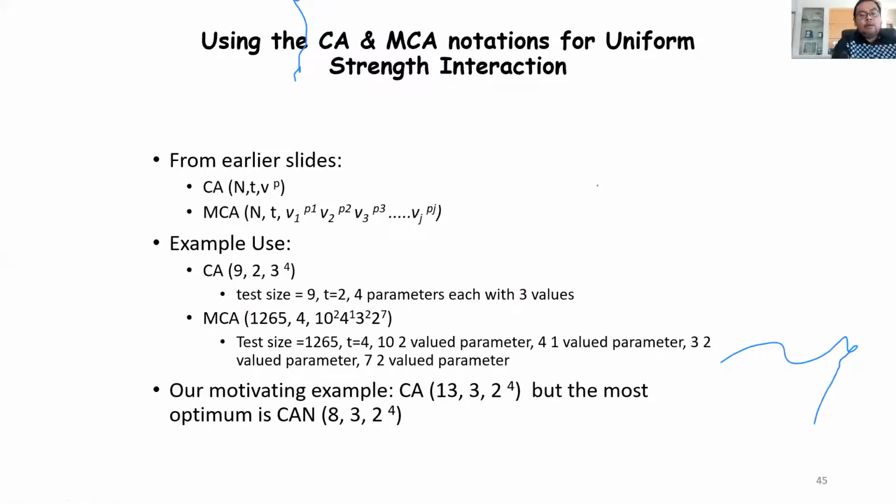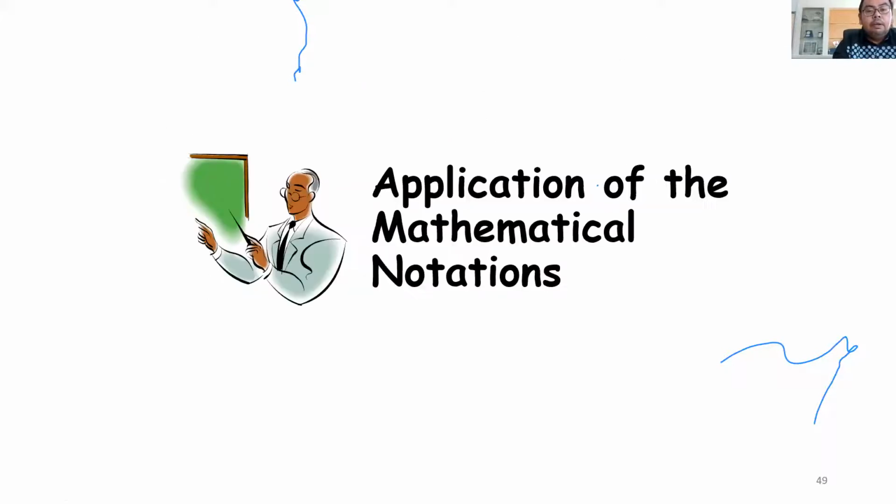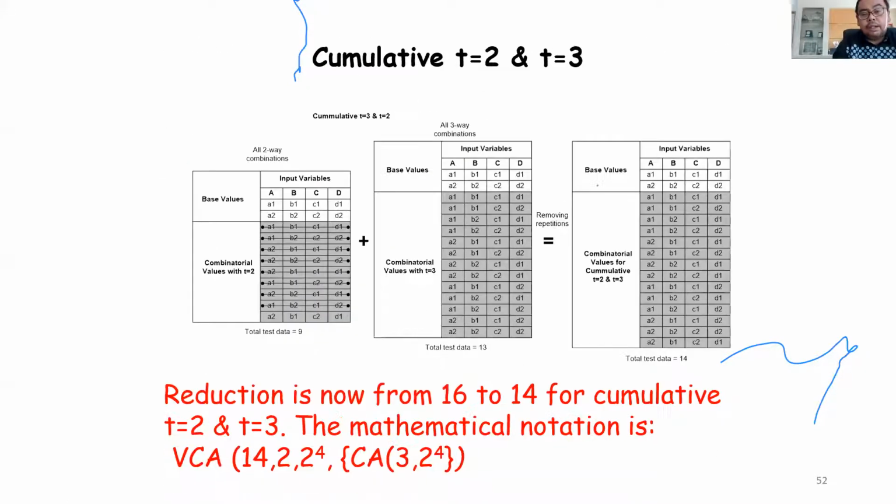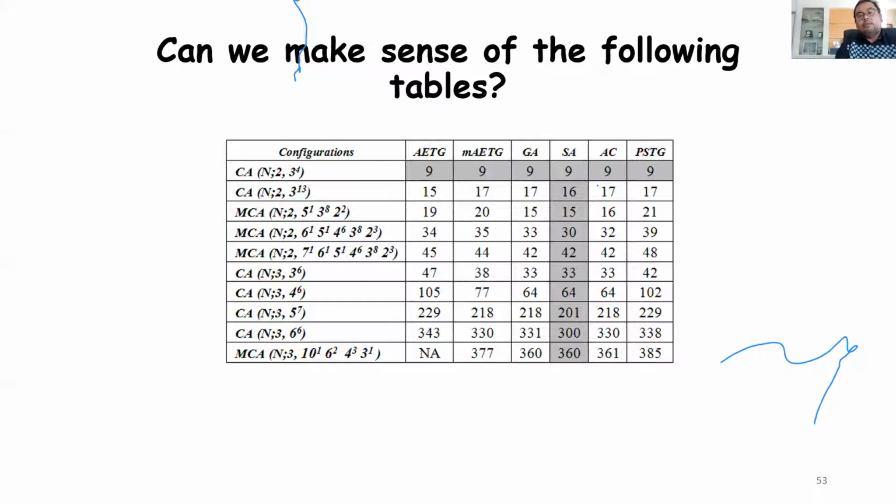Okay. Now, the application of this notation, we've looked into it. Now, you can make sense. For example, if you read many of the T-way testing papers, you'll find something like this. For example, CAN 2, 3 to the power 4. That means N is actually this value 9, t equal to 2, and they have 3 values but 4 parameters. That means you have 4 parameters A, B, C, D, and each parameter having 3 values.